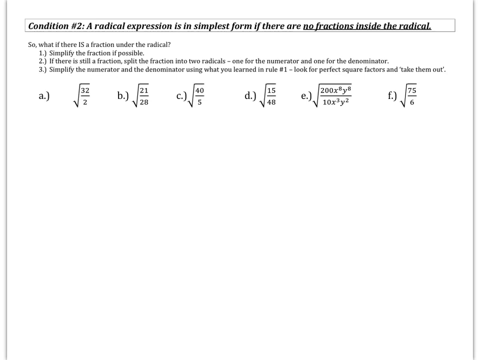So this would give me the square root of 16. Well, and we all know the square root of 16 is 4. So we're finished with that problem. Now the next one, 21 over 28, well, I would first start by reducing that fraction.